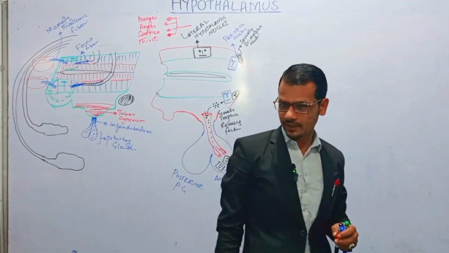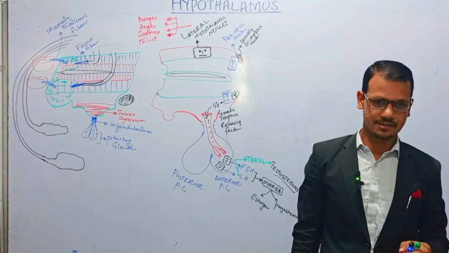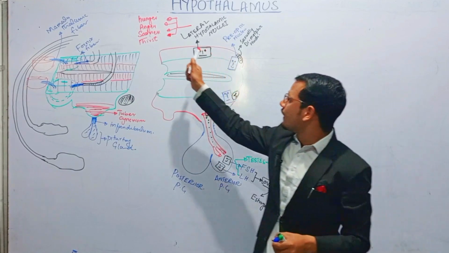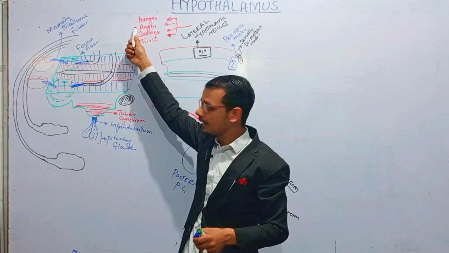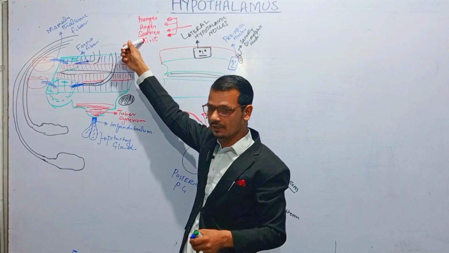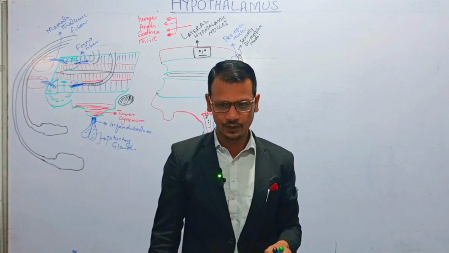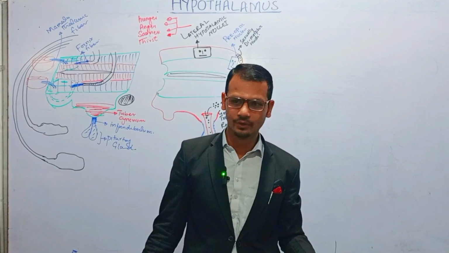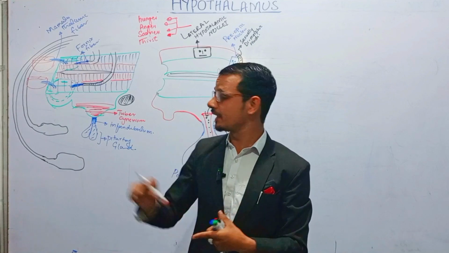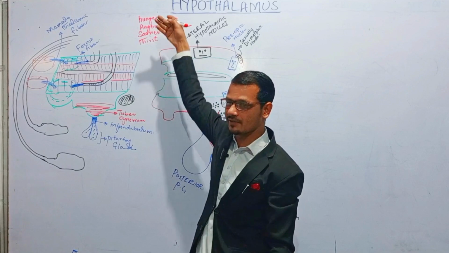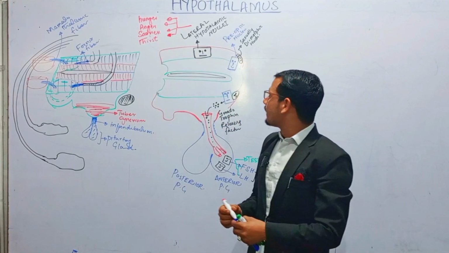And this is the way the hypothalamus controls our emotions and feelings, right? When you are hungry, you will be angry, right? And when you are thirsty, you will search for water, and when you are hungry, you will search for food. This awareness is provided by this nuclei which is present on the lateral side of the hypothalamus, right?